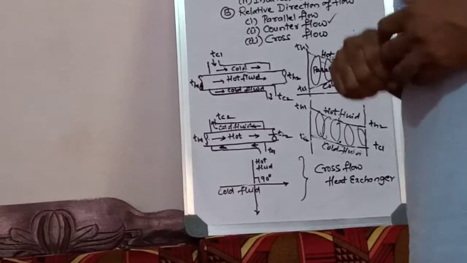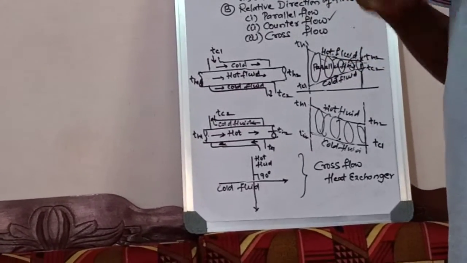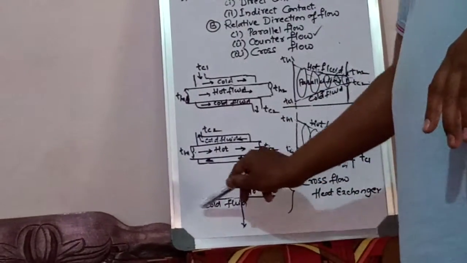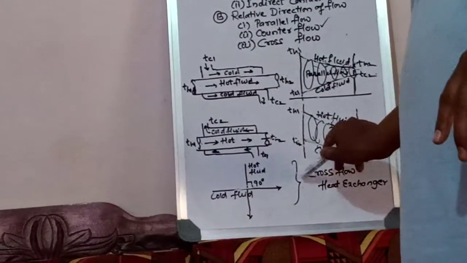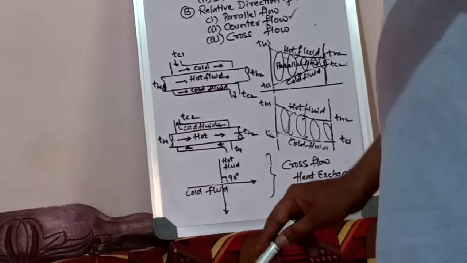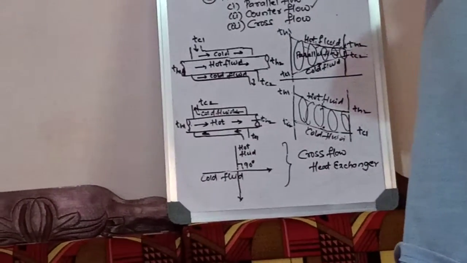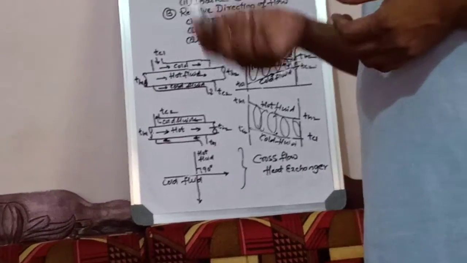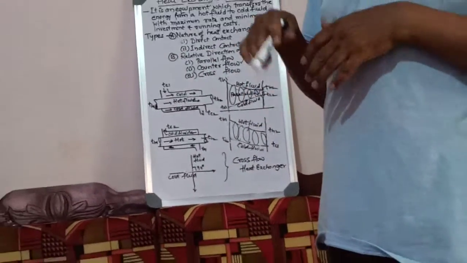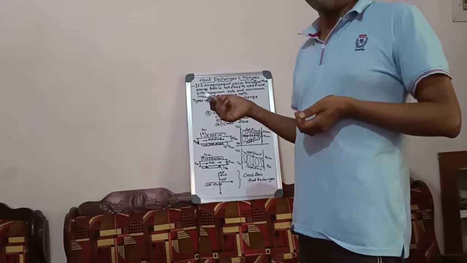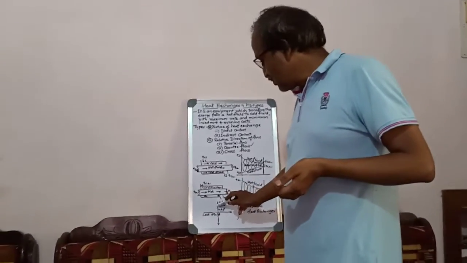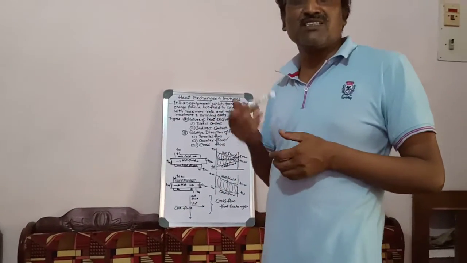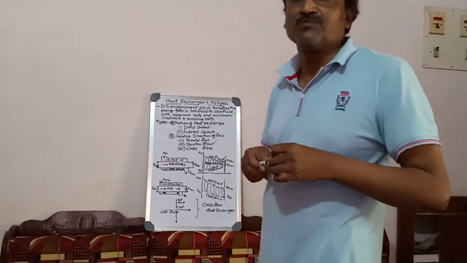A very good example is the radiator in trucks or buses. The hot water flows from top to bottom, and with the help of a fan, the cold air flows horizontally. In the radiator, the hot water coming from the engine is cooled, because otherwise the engine will seize. So hot water comes down and cold fluid goes horizontally. That is the best example of a cross flow heat exchanger.